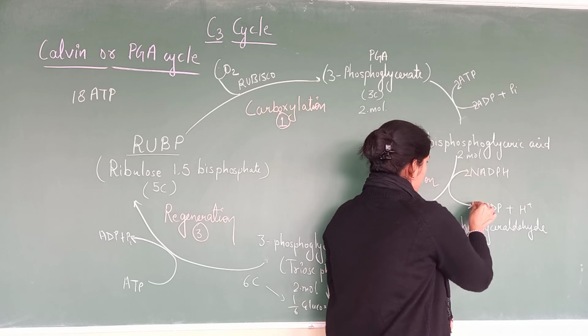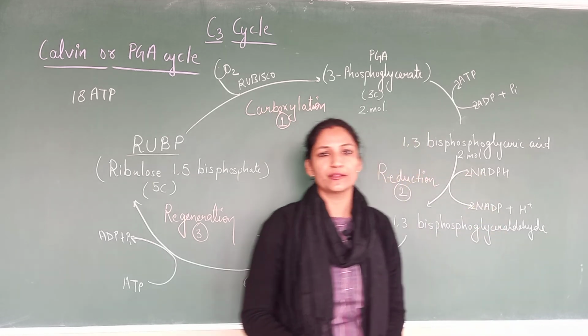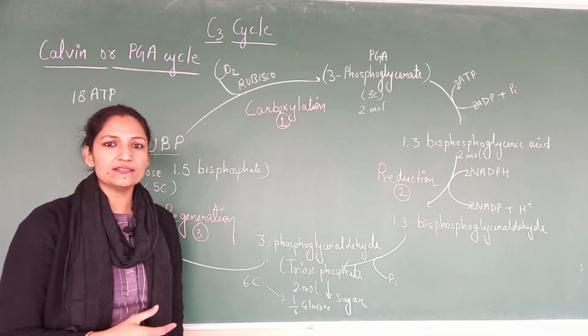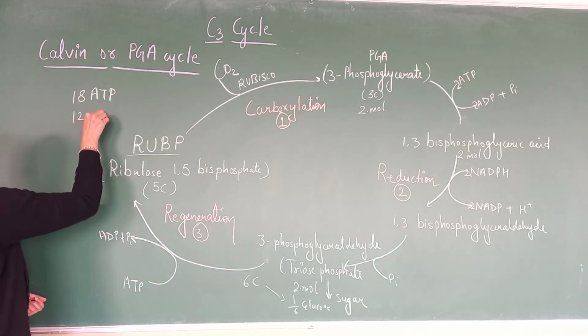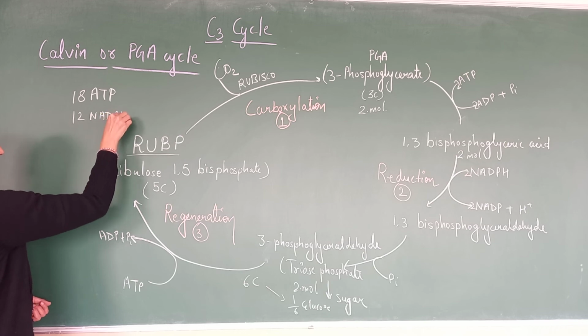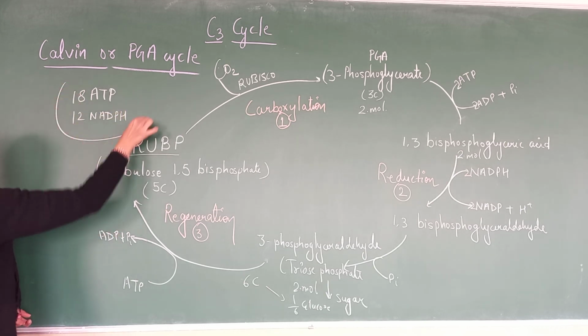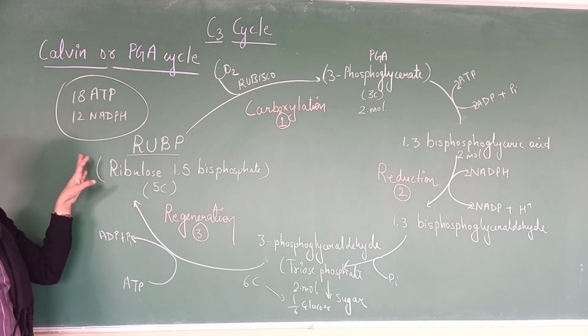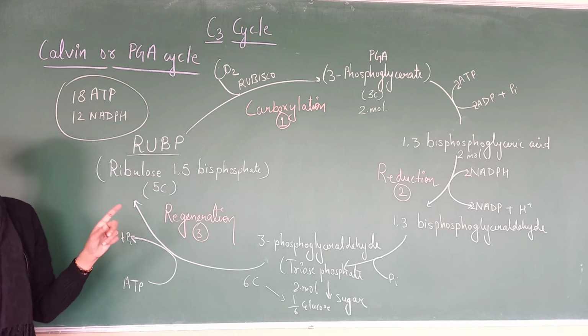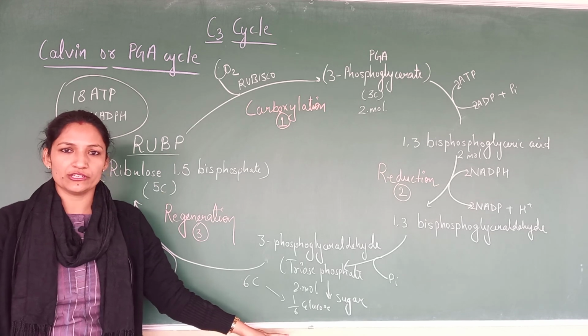Okay. And how many NADP? In one cycle, we are using 2 NADPH. So as it is going to be run 6 times, 12 NADPH. So total consumption of this ATP and NADP is 18 ATP and 12 NADPH to make 1 glucose molecule.